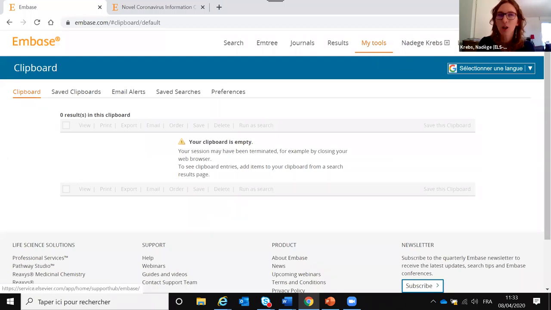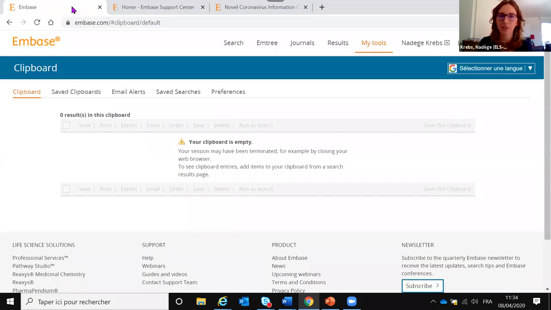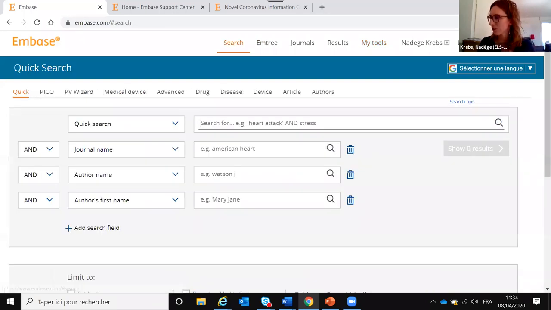If you have questions, or if you're wondering, oh, we saw that during the training, but how does that work again? Then you can also go here to the help menu with the little question mark, and then you can type your question and it will pop the topic that is relevant. So when you land in Embase, it looks like this. You're in search and in quick search. You have different types of searches. So every time you want to search something, you have to think, I want to search, so I go to the search tab.